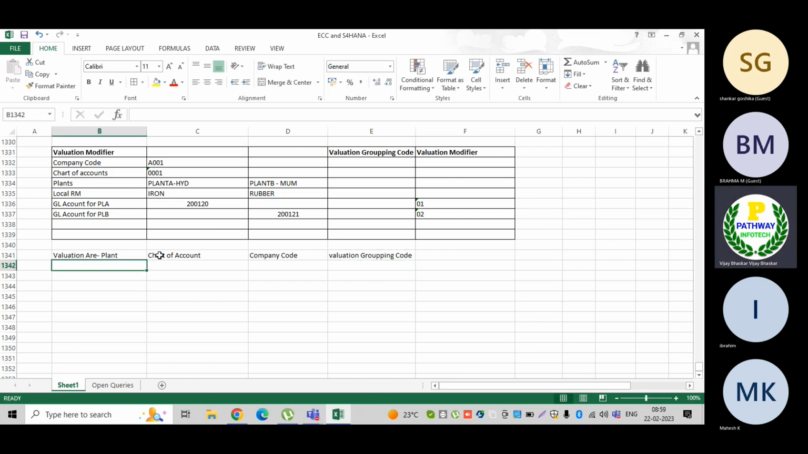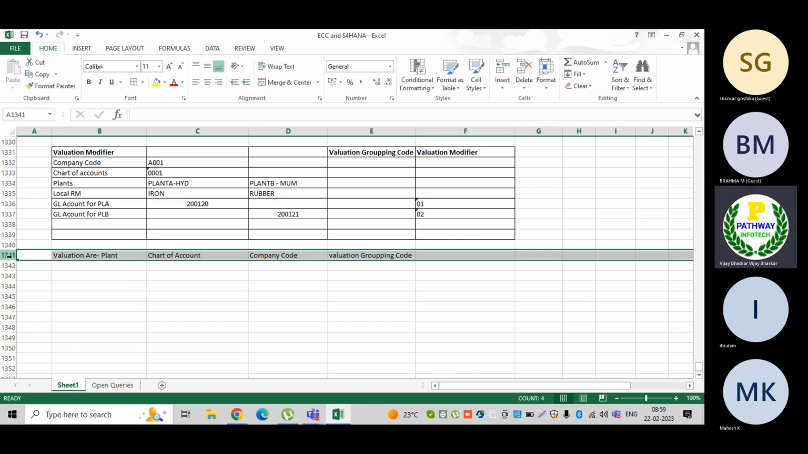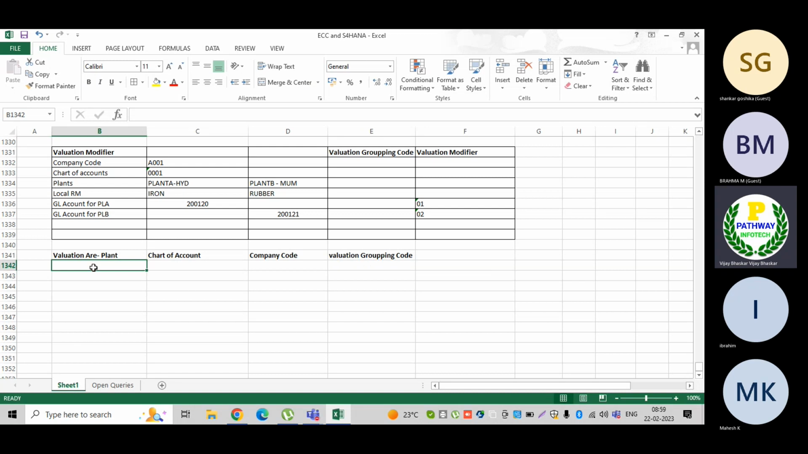In this scenario, I don't want to follow multiple GL accounts. If I want to follow the same GL accounts, let us assume the valuation area is nothing but the Hyderabad plant, then let us talk about the Mumbai plant. We have two plants, right? One is Hyderabad, one is Mumbai. The chart of accounts which we mentioned is 0001, then 0001, then the company code. I will take the same company code only, A001.